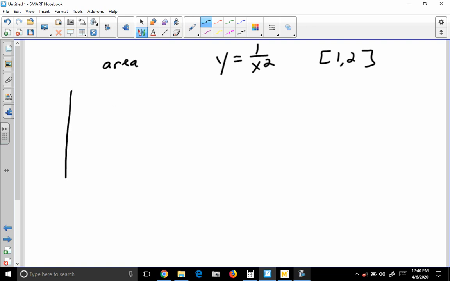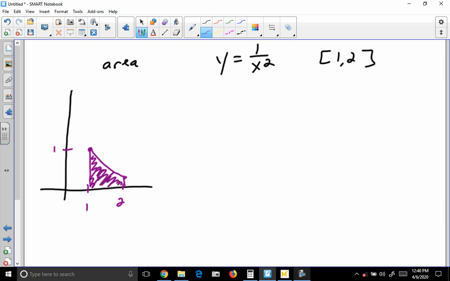So if we sketch our function, when x is 1, 1 over 1 is 1. When x is 2, we have a 2 squared on bottom, which is 4, so 1/4. So our function is doing like that. And the area we're wanting to look for is the area between this curve and the x-axis. So this shaded region here.